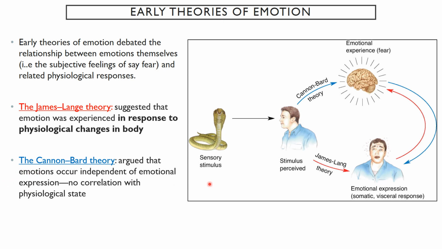The Cannon-Bard theory argued that emotions occur independent of the emotional expression, that there's no correlation with the physiological state. So the idea here is that we perceive a stimulus, and that's going to lead to those emotional characterizations within the brain, and it's not dependent upon having that first physiological response, and that in fact the physiological response is dependent upon the concept of fear first.